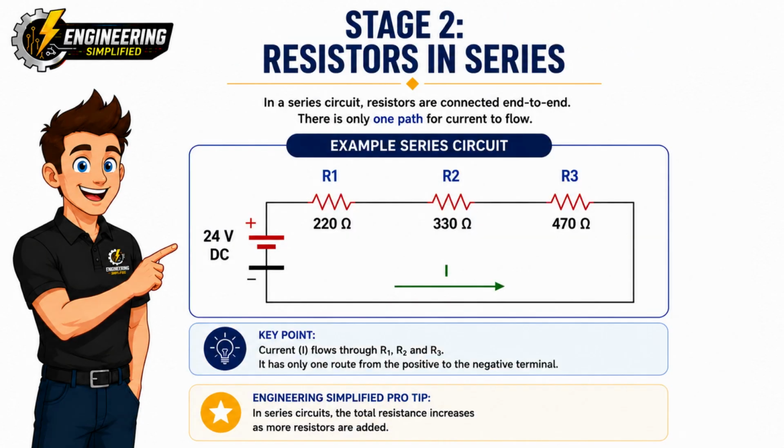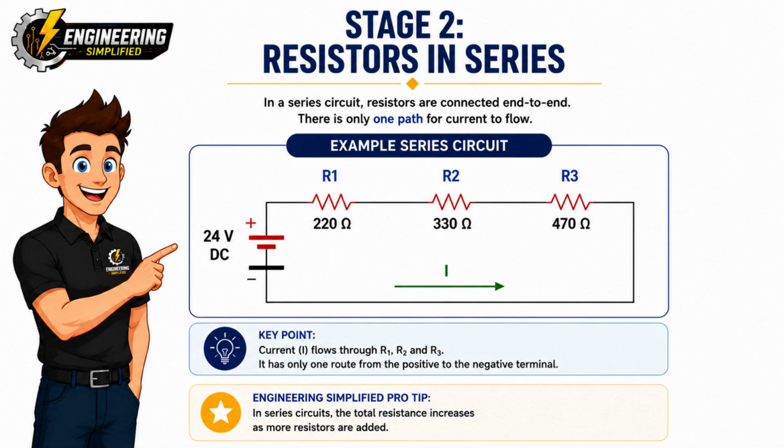Now let's look at the simplest type of resistor circuit, a series circuit. A series circuit is easy to recognize because all the components are connected one after another, forming a single continuous path. That means the current has only one route it can take.